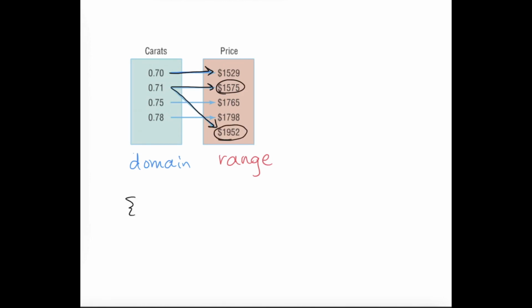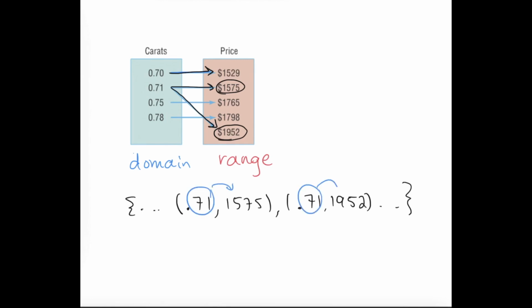So within our set of ordered pairs, we would have two of them being 0.71 that goes to $15.75, but also 0.71 going to $19.52. And since we have one domain element corresponding to two different range elements, this would be not a function.